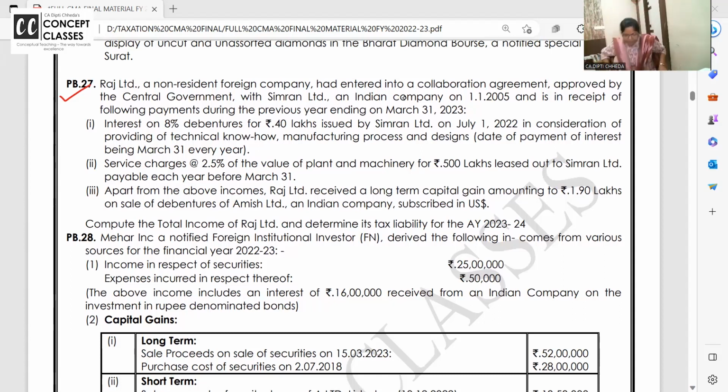The last two were printed here by mistake. They are not related to this, so keep them pending only. They got printed here by mistake. Problems 26 and 27, if not done, we will do them now.